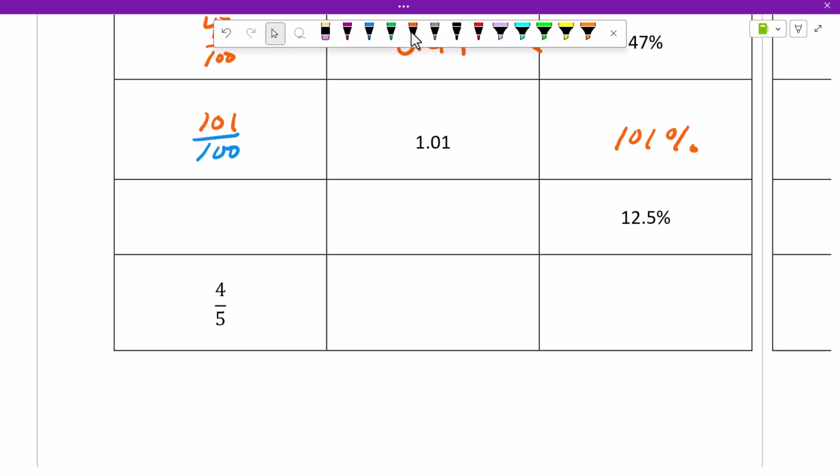Next one, 12.5%. What is that as a decimal? Thomas, wait, that's as a decimal. 0.125. What is it as a fraction? Nope. The 100 is right. Don't call out. 125 over 100.